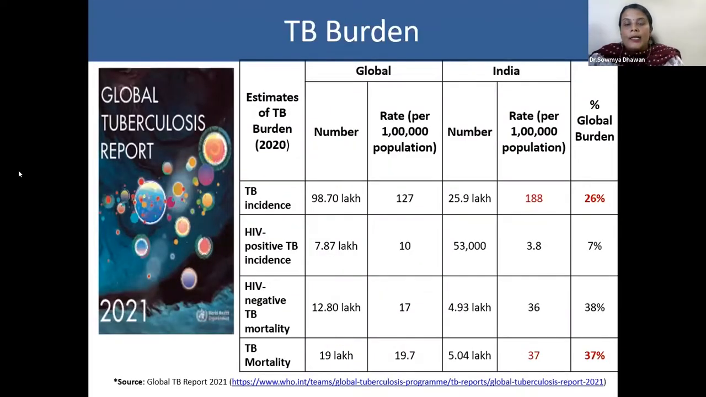So this is the Global Tuberculosis Report 2021. It shows the high burden of TB incidence as well as mortality in India, which contributes to the global mortality and incidence by 37% and 28% respectively. That in turn emphasizes the need for greater technological advancement in diagnosis, which is the need of the time.